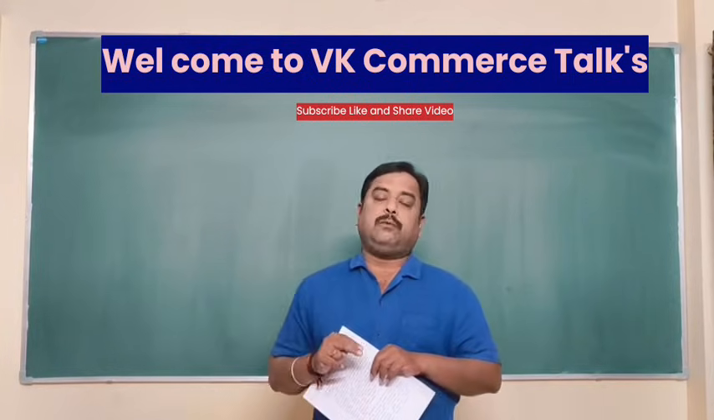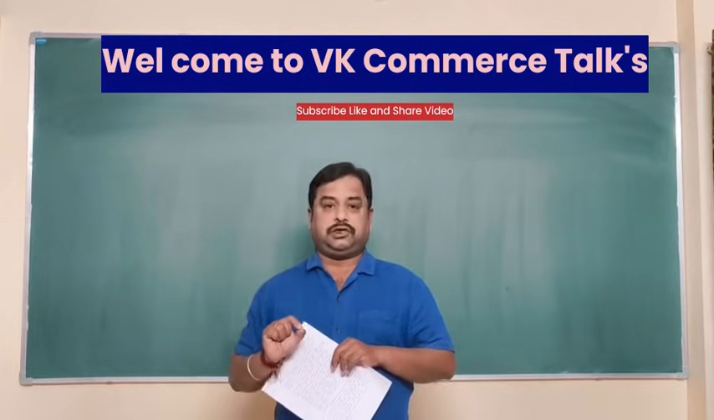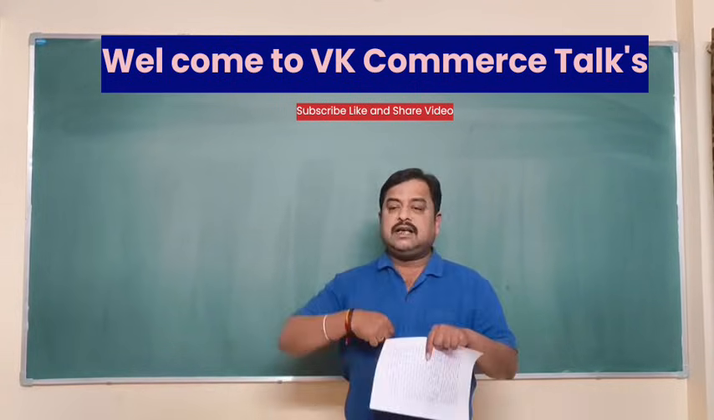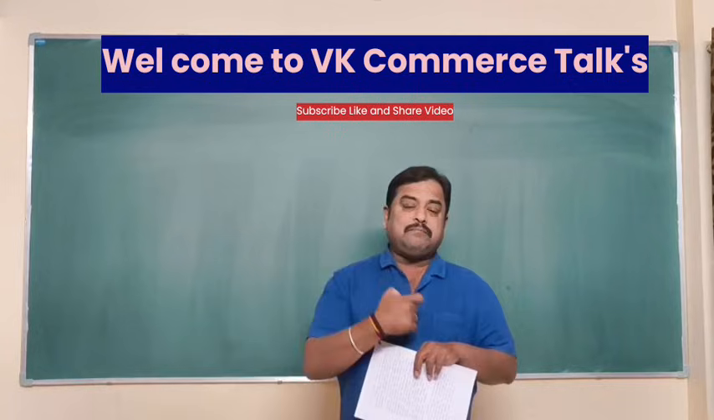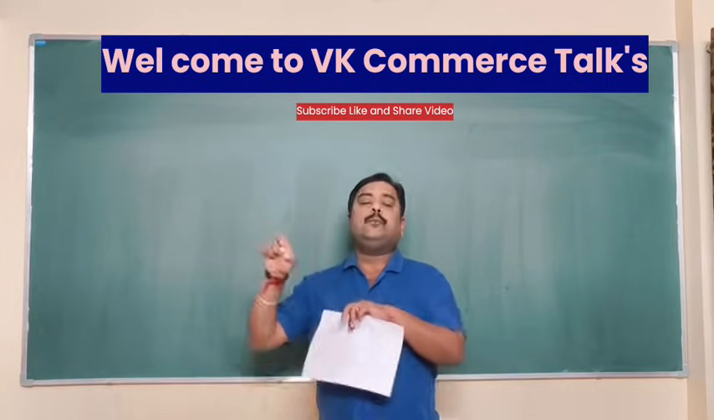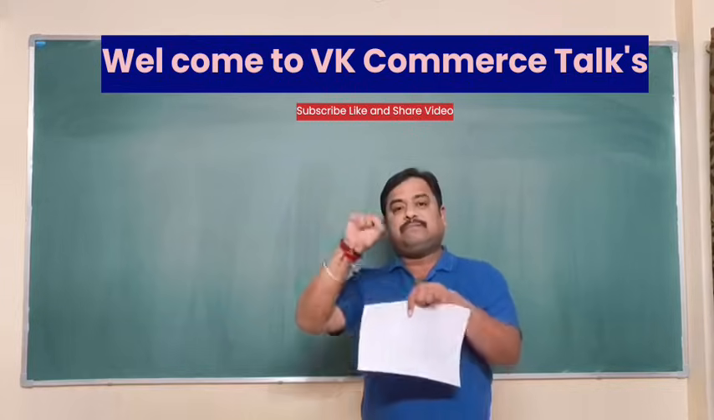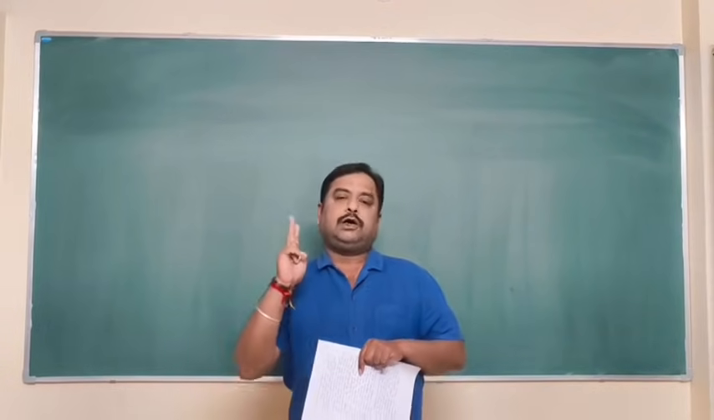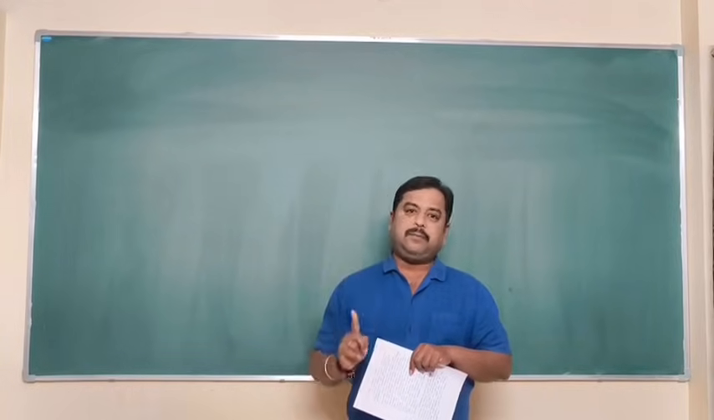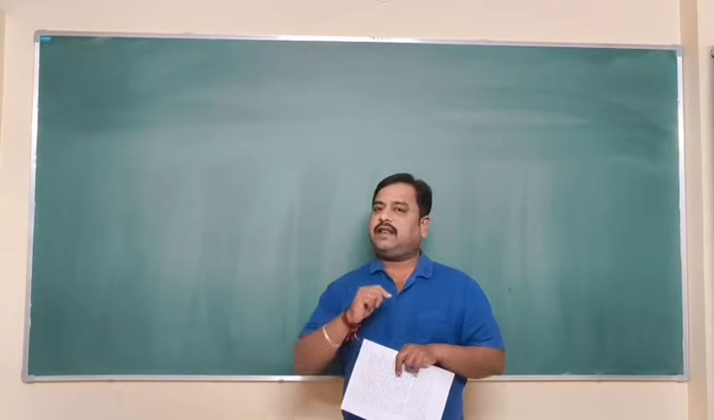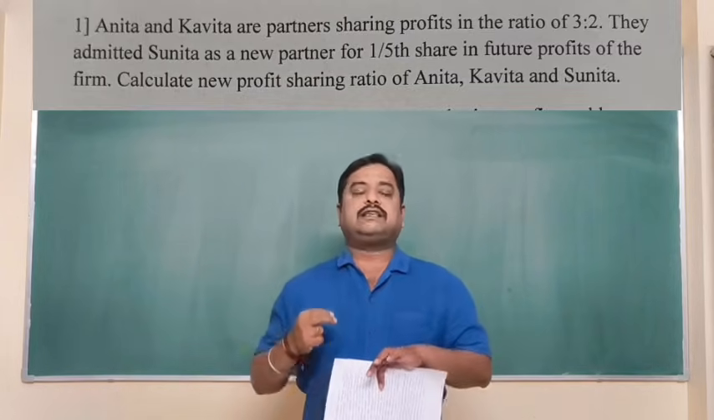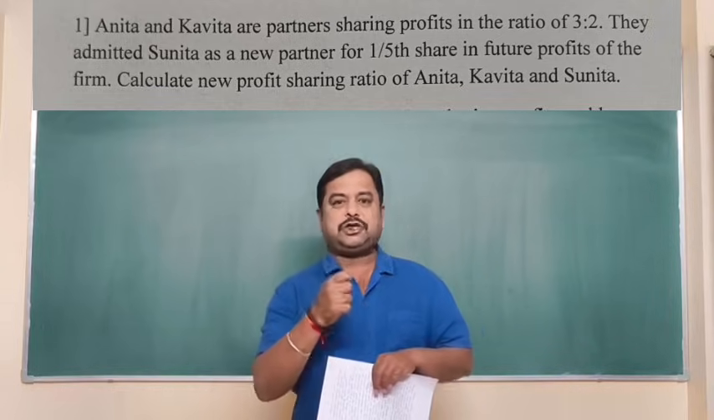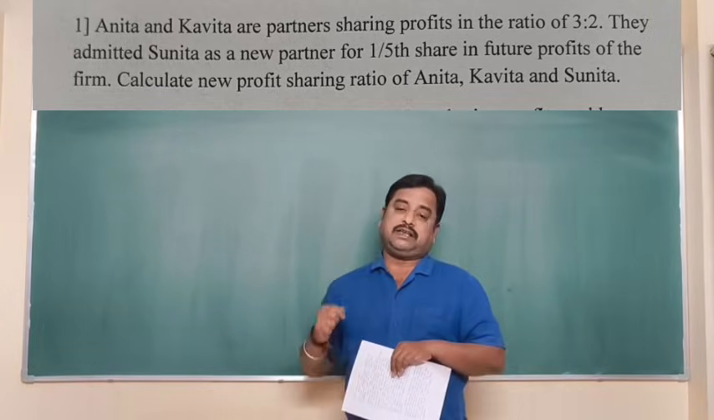The second type of problem will be calculation of the sacrifice ratio. That means when a new partner is admitted into the partnership firm, the old partner sacrifices or surrenders some part of their share towards the new partner. So how much they have sacrificed, that is the calculation of sacrifice ratio. So here in the 6 marks question, you get two types of problems. One is calculation of NPSR as well as calculation of sacrifice ratio. In today's session, we will solve some problems on calculation of new profit sharing ratio. In short, I'll be calling it NPSR.